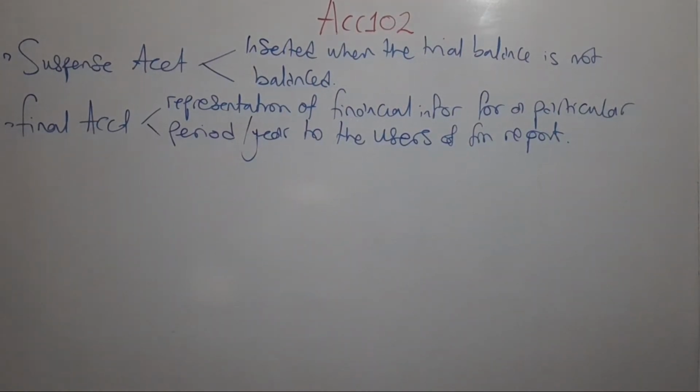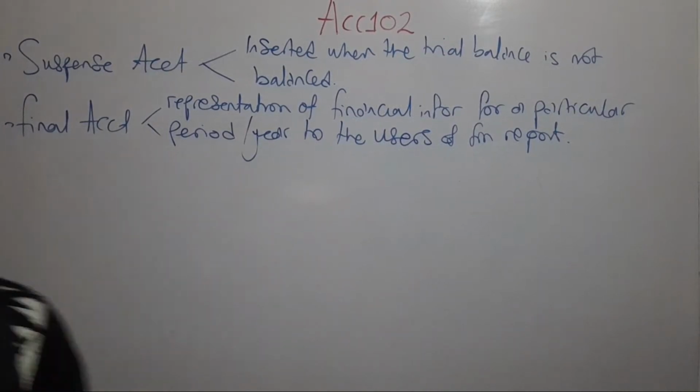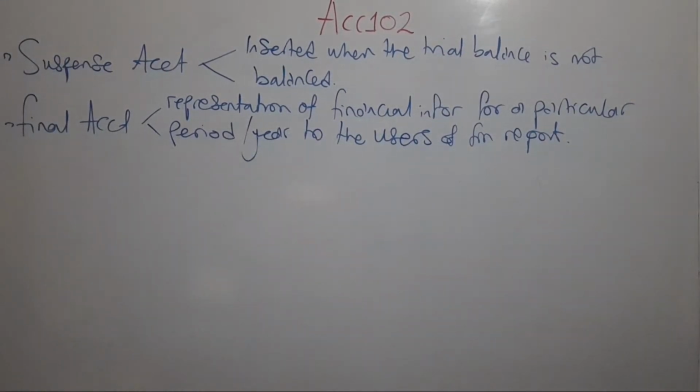Now, the final account of a sole trader basically consists of the statement of profit and loss and the statement of financial position. So it is what it is, and we're going to be discussing some terminologies and what they represent or stand for.